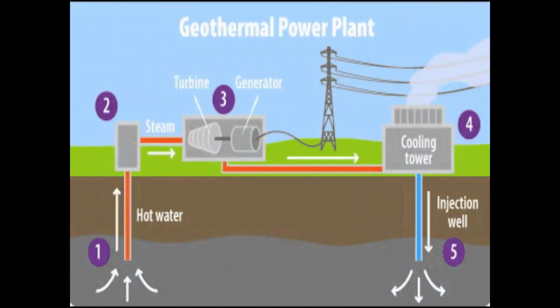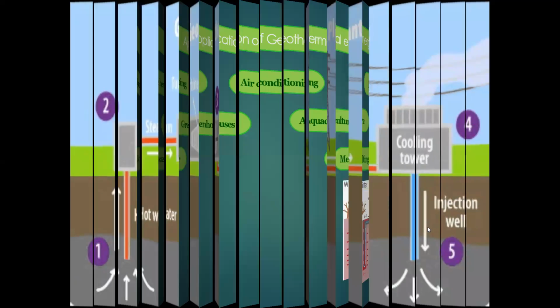So this is how a schematic diagram looks like of a typical geothermal power plant that's used to generate electricity. So we have the hot water being pulled out from the earth's crust, sent to the turbine, generating electricity from the steam. Then it gets cooled back and sent again to the crust.